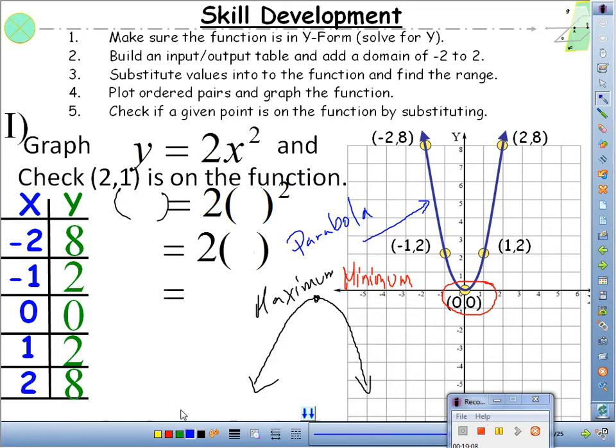So, where do we get those values? Let's see. What is x? 2. What is y? 1. So this is 1, and this is 2. Does everybody see where I got them from?